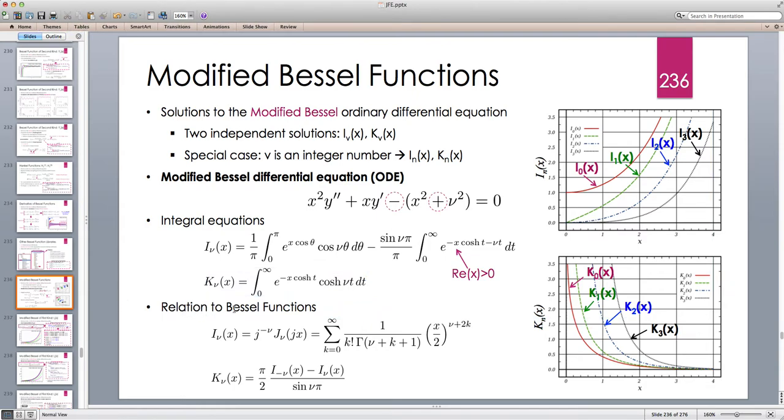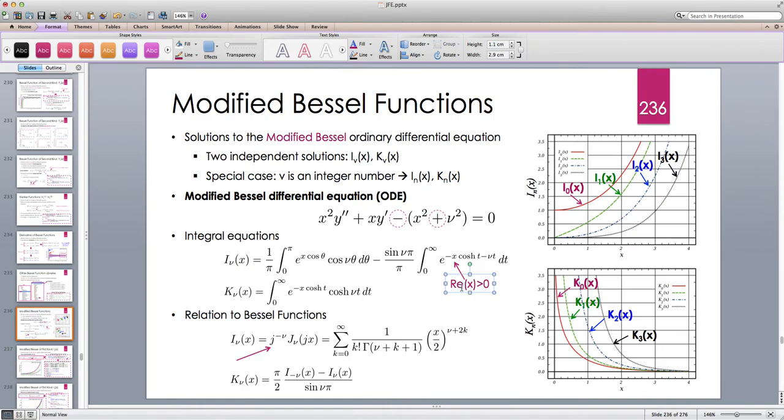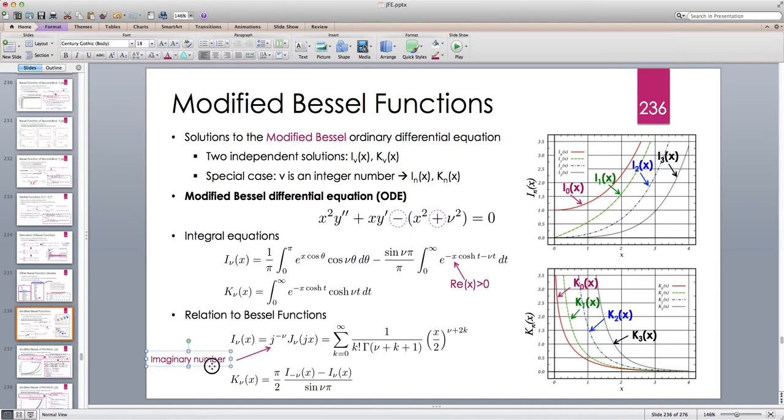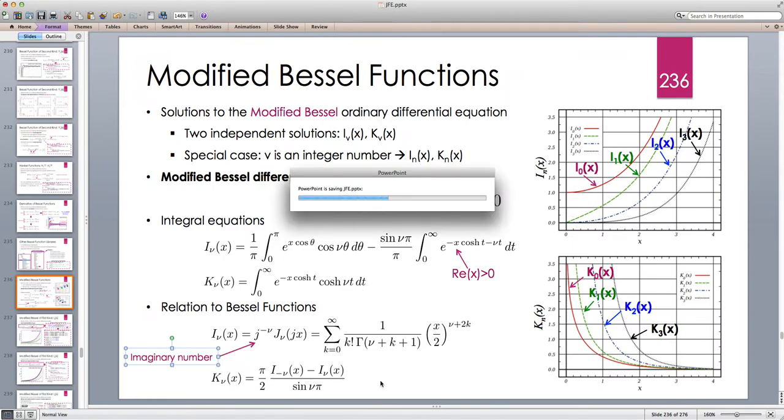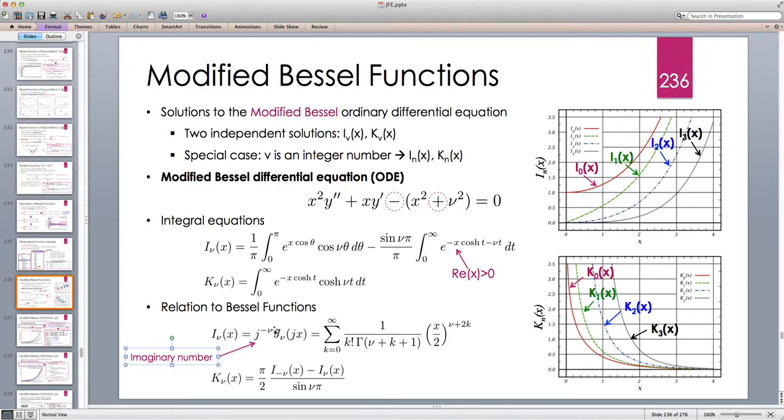All right, and the relation to Bessel functions. Again, we have already implemented very efficient ways of calculating the Bessel functions J nu and Y nu. So if we have a relation between I nu and J nu, we can just implement I nu the same way as we implemented J nu. So I nu of x, for any x, real or complex, doesn't matter, is this small j, which is the imaginary number, to the power of minus nu, times the Bessel function J nu of jx.